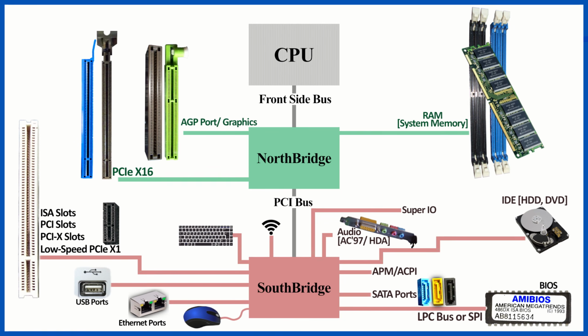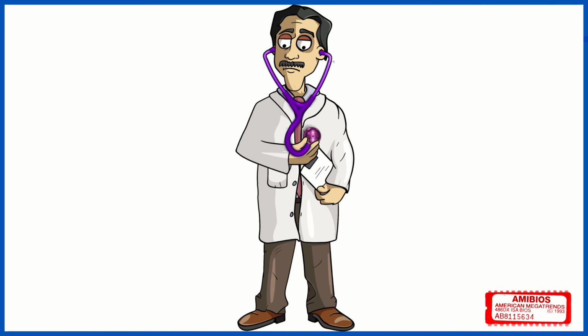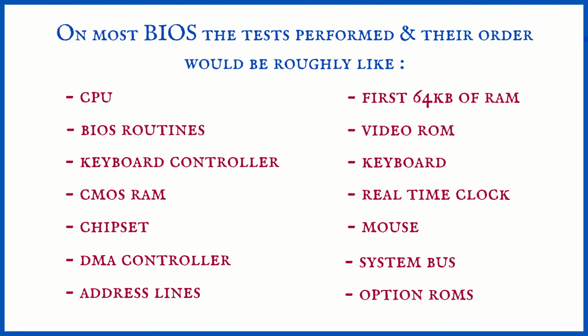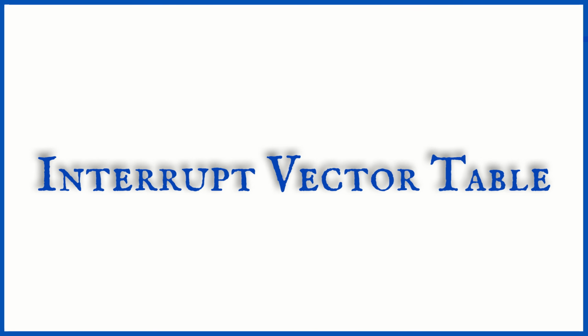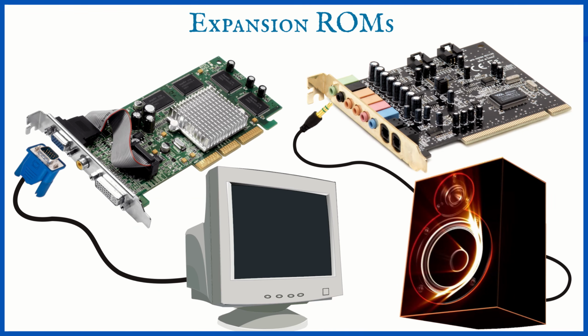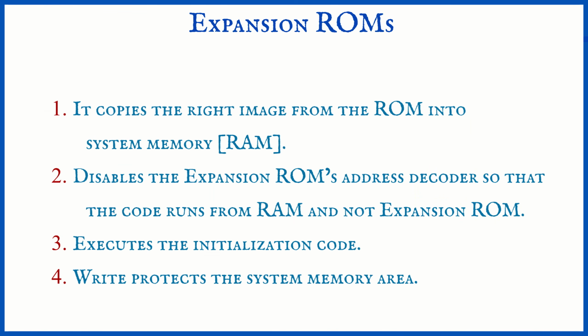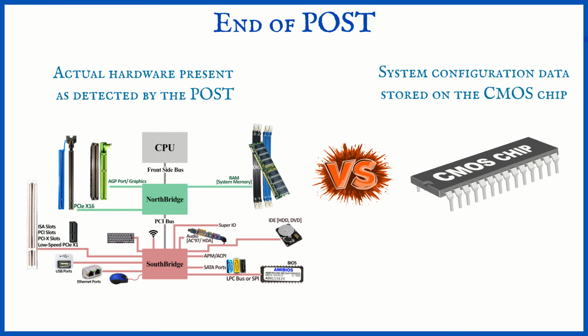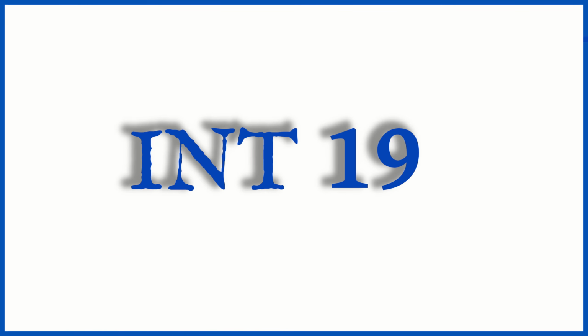The first set of instructions are called the POST. The POST checks all the hardware and initializes them, and also checks the BIOS itself. The tests performed would be roughly like the following. It then sets up the interrupt vector table at the start of RAM. It then searches for any expansion ROMs and initializes them. It finally compares the list of hardware it detected during the POST with the list of hardware on the CMOS RAM chip. After the POST is complete, the BIOS calls the interrupt 19.